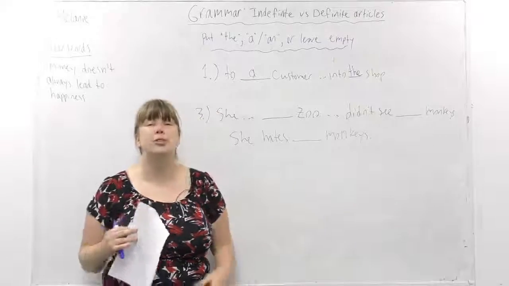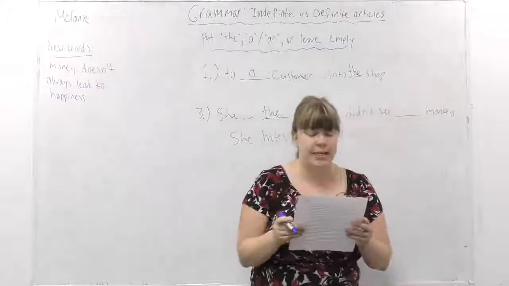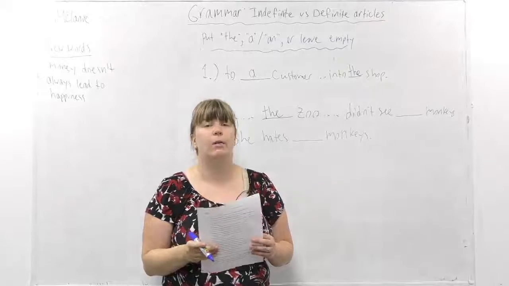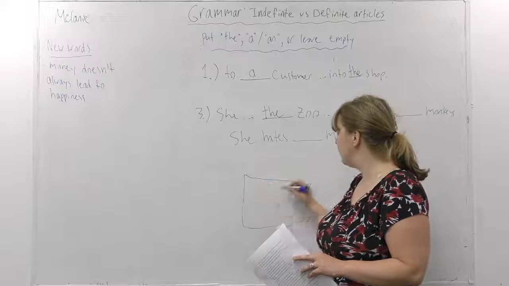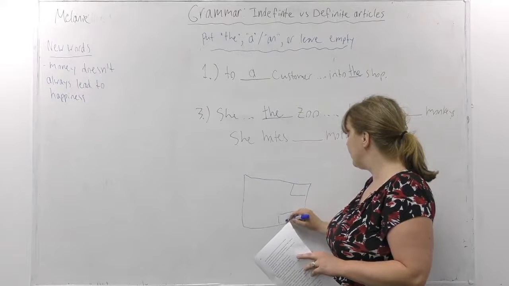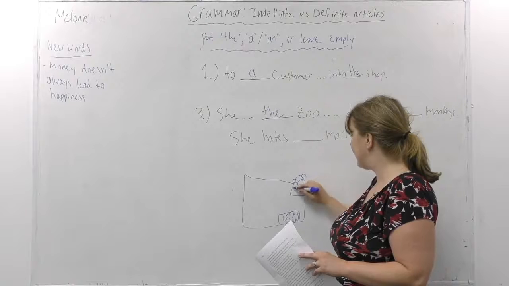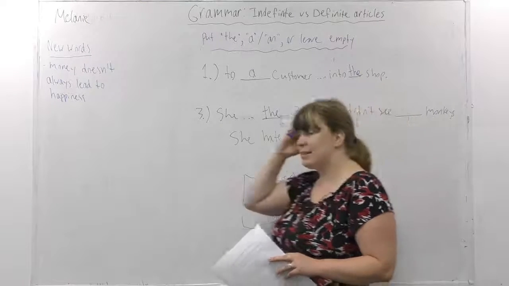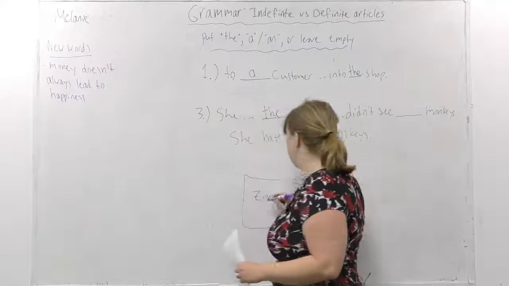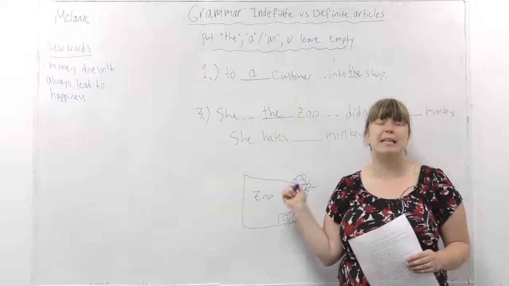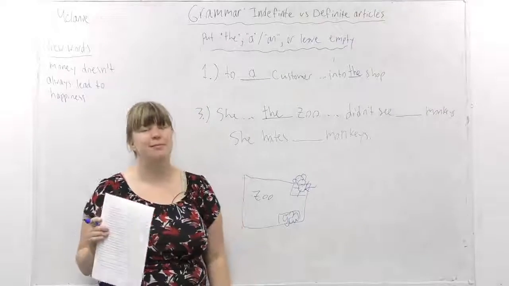Okay, somebody said she went to the zoo. Good. Yeah, she went to the zoo, but she didn't see monkeys there. Okay, so here we have the zoo. So, I don't know, here are the elephants. And then here are the monkeys. So, in the zoo, I should write down zoo, we got some very specific monkeys. So are we going to use an article or no article? What do you guys think?